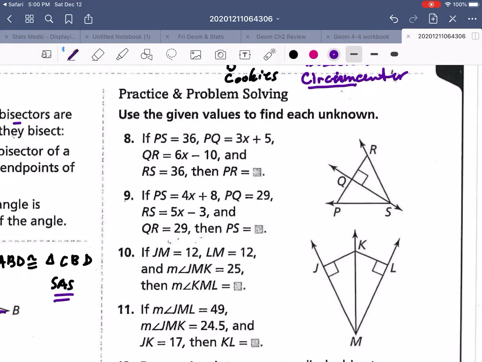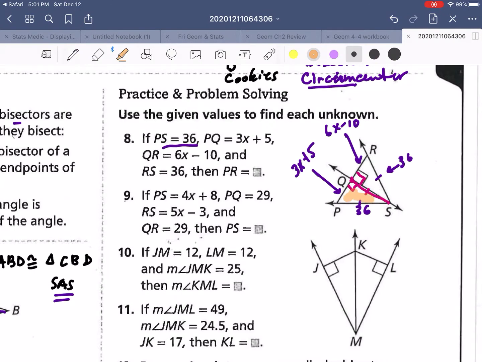It says, using this picture, let's say PS is 36, okay? PQ is 3x plus 5, okay? QR is 6x minus 10, all right? RS is 36. Oh, okay, so these are equal. Well, that's interesting because these are equal, and that's 90 and that's 90. So this triangle and this triangle are congruent because of HL. The hypotenuses are both 36, and they both share another leg, so they're equal.